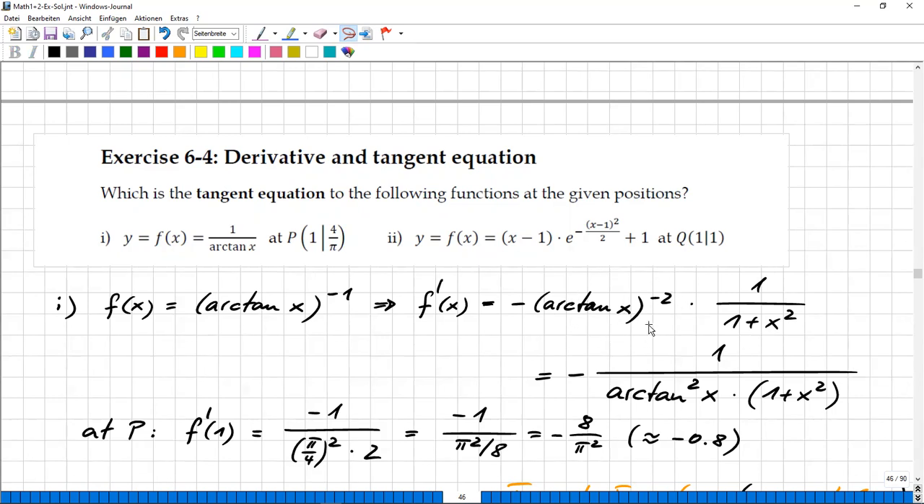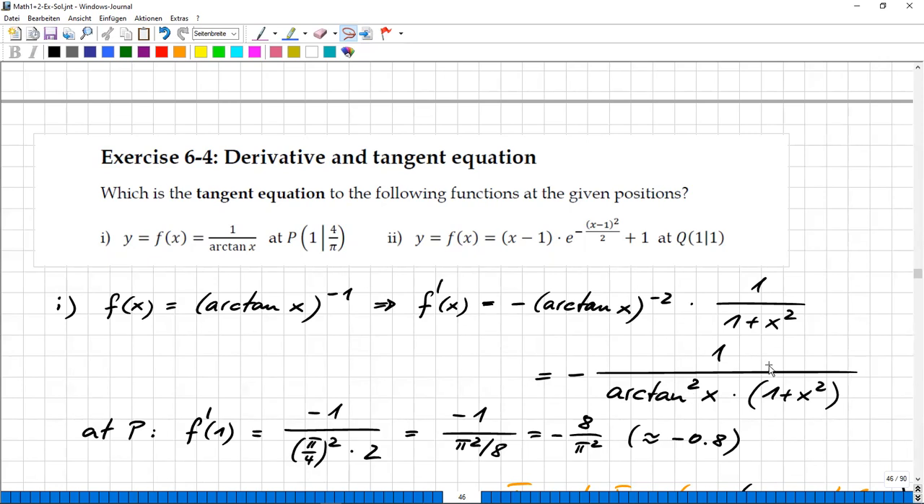So that's it. Now, putting things together, this equals negative, and then fraction line, transforming this exponential notation back to fractional notation, we get this arctangent of x squared in the denominator, and I may use the short notation arctangent squared of x, and then times the other one, which is 1 plus x squared in the denominator, but in parentheses, of course, because it's multiplied with the other one. It doesn't look so nice, but that's it.